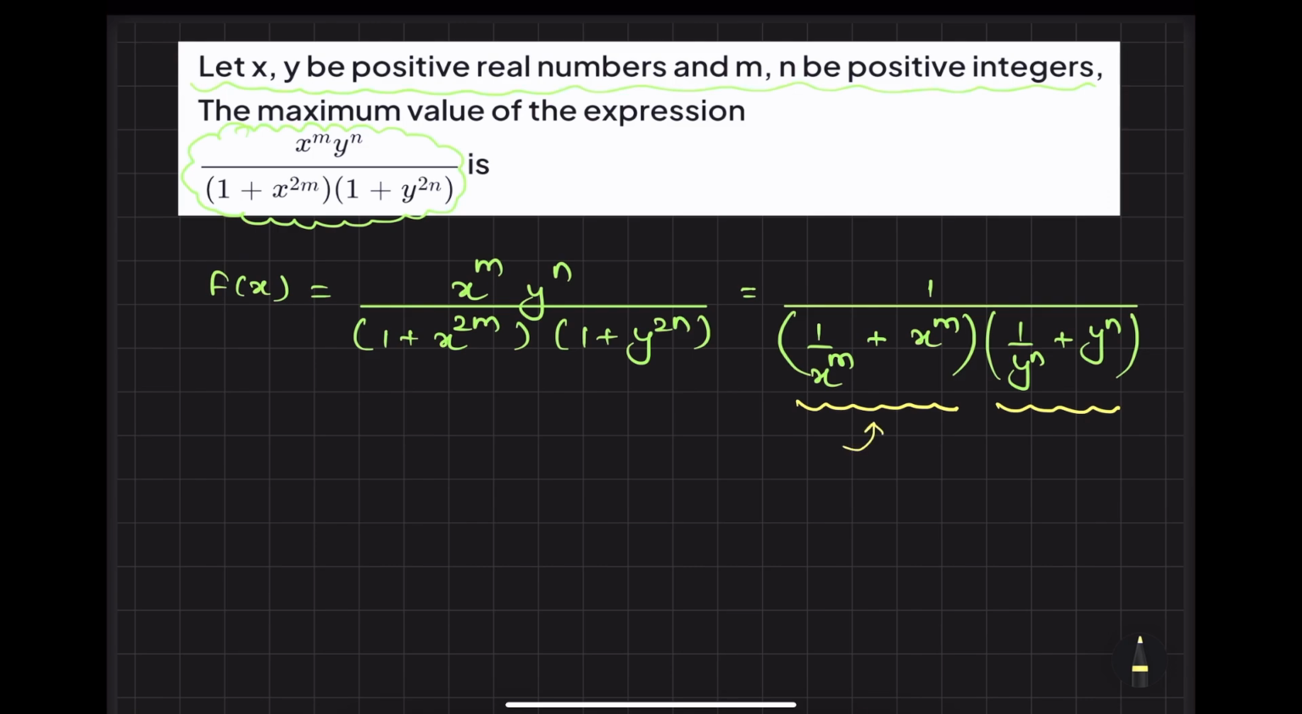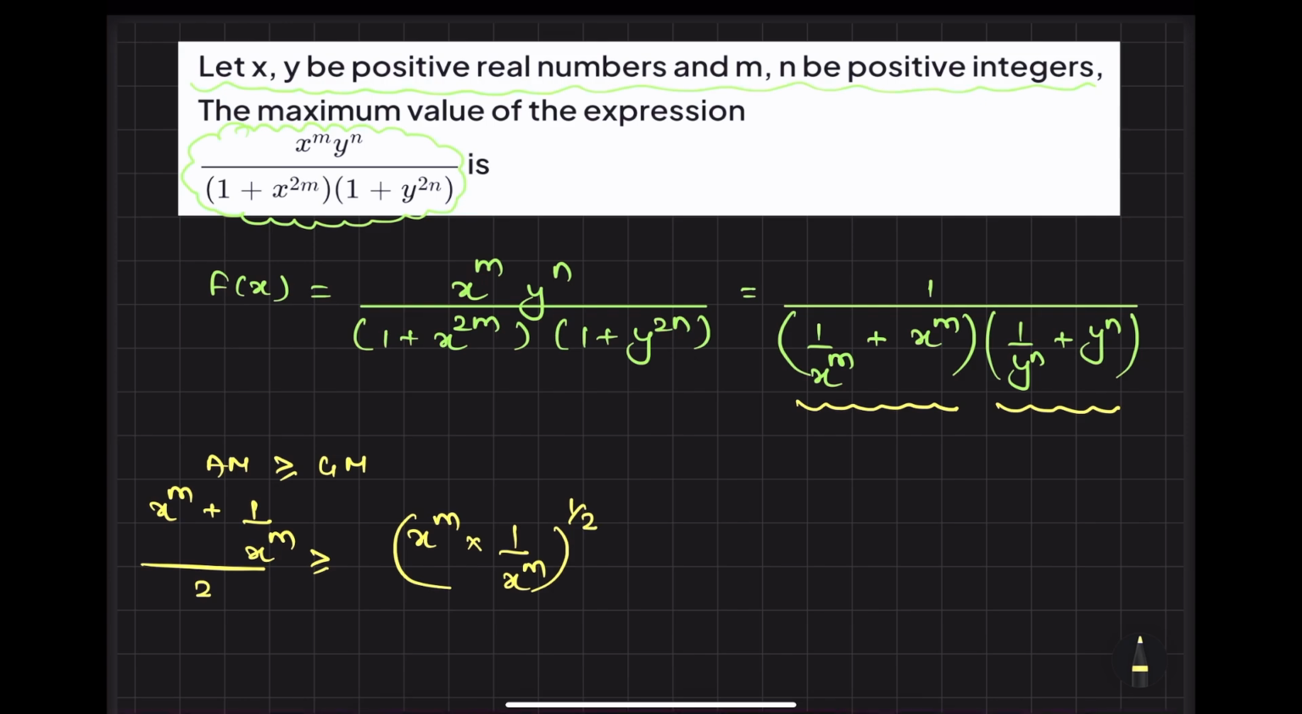Things are given in addition, and if you take the product, it will be neutralized, so we will go with AM and GM. So AM is greater than or equal to GM. So (x^m + 1 by x^m) upon 2 is greater than or equal to (x^m into 1 by x^m) power 1 by 2. So this thing is gone, we are left with 1, and 1 power 1 by 2 is 1. So x^m plus 1 by x^m is greater than or equal to 2. So the minimum value of this thing is 2.